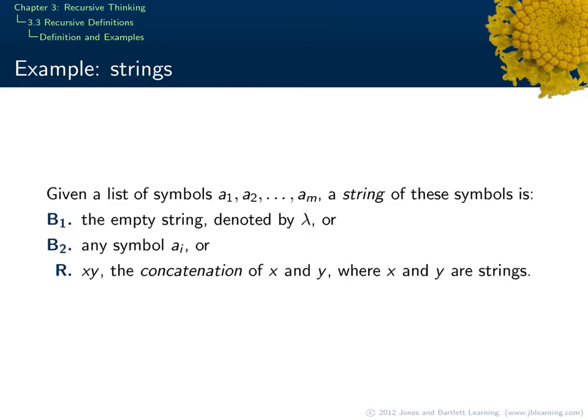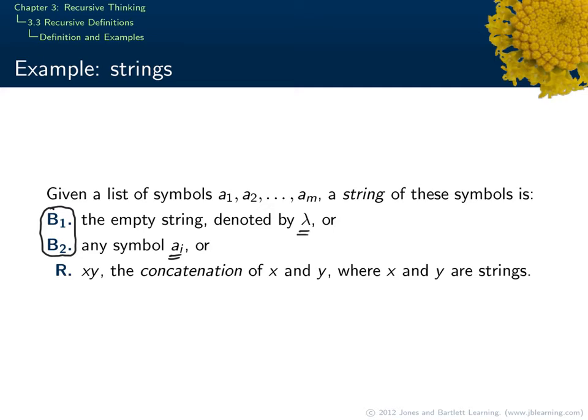Another example of a type of object that has a recursive definition is a string. We start with some fixed set of symbols, and we define strings in the following way. We know that there's a string which we call the empty string, denoted by lambda. So that's a member of our collection of strings. And then we also allow any individual symbol to be a string. One thing to notice here is that we have two base cases. And that's perfectly fine. We can have as many base cases as we like.